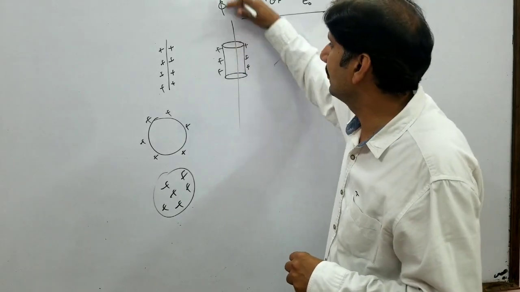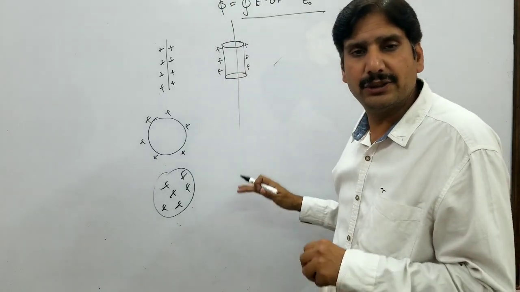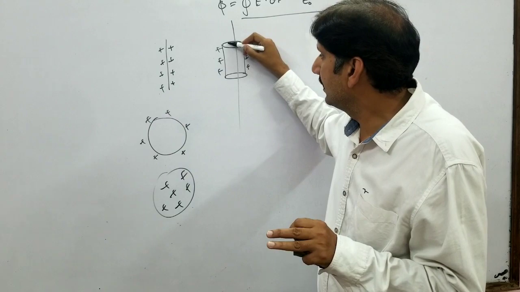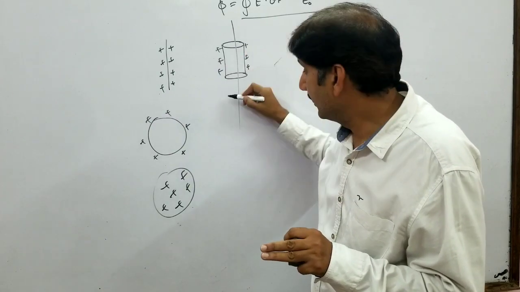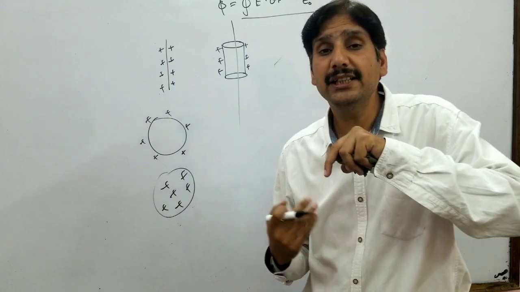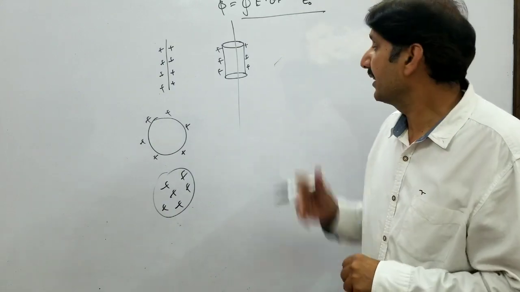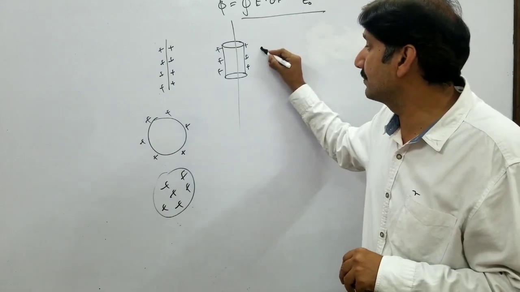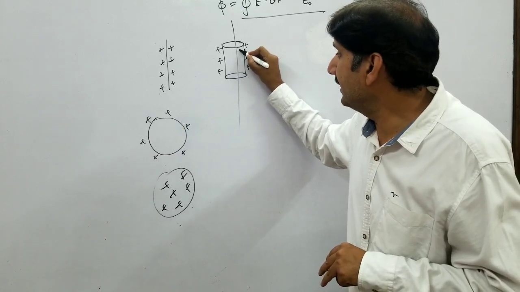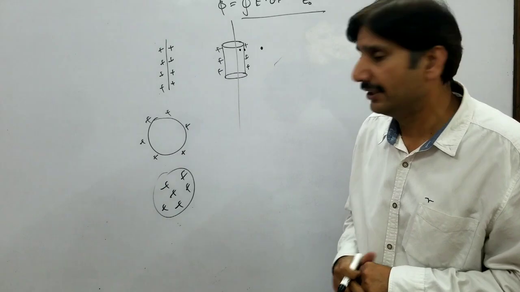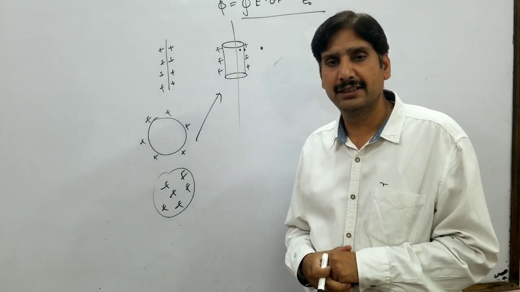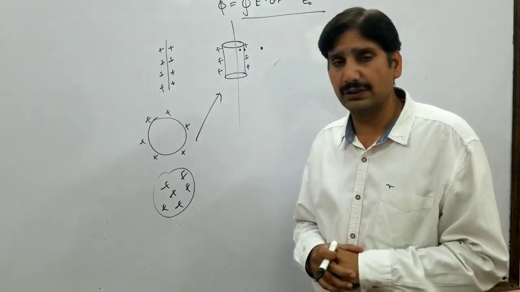But this cylinder is of infinite length, so there is no chance of charge getting accumulated on the caps. That means charge is only on the curved surface. Can you find out electric field at this point? That means outside the cylinder, on the cylinder, and at some point inside the cylinder. You will get quite similar results as you got for the shell.